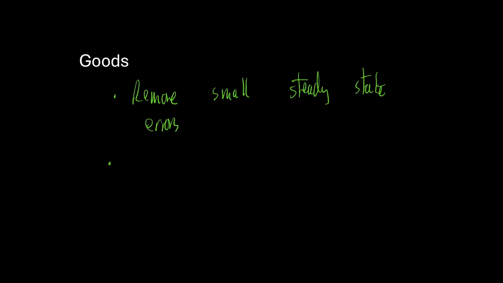So what's the goods about Ki? So Ki removes small steady state errors. Integral also keeps track over history, so it keeps track over time. So that means our controller can adapt over previous events. But then the bads, so the bads being unstable system if Ki is too large.